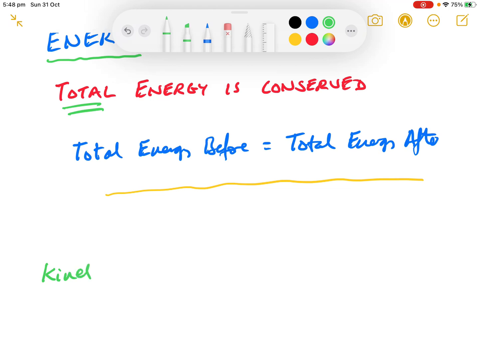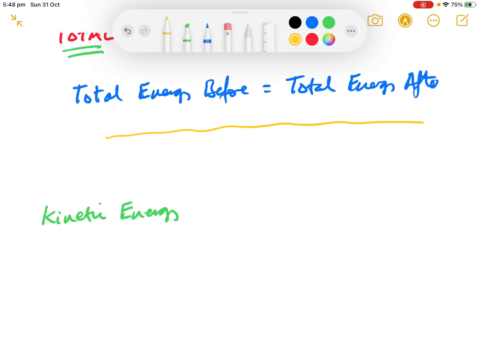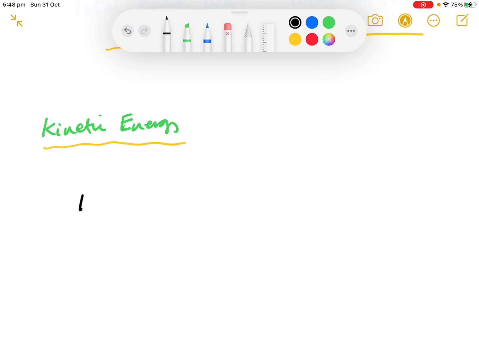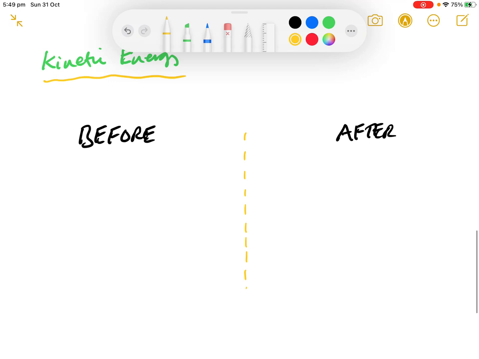So this is kinetic energy we're now interested in. Now the only way to work out what's going on with kinetic energy is to divide up your working into before and after, just as we do with the momentum calculations, really.